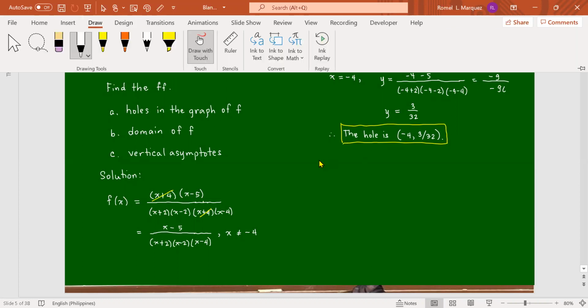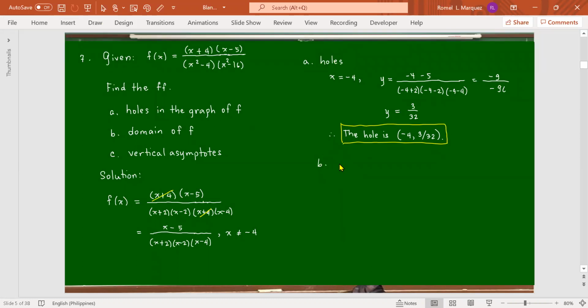Letter B, domain. The domain of F is given by the set of all real numbers x where x is any real number. So again, set up all x such that x is a real number, not equal to what?